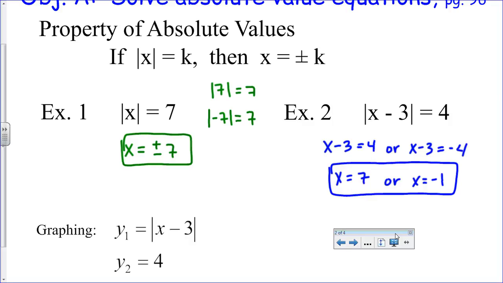So the reason why it's written as y1, y2 is because it's typing it into the graphing calculator. So I'm going to type it in. If you have a graphing calculator, you can feel free to follow along. You're not going to be tested over it or anything right now. Like, we're not going to graph even in this chapter. But this just kind of gives you an idea of why we have those two answers. So let's just say I'm going to graph this part. So absolute value of x minus 3.